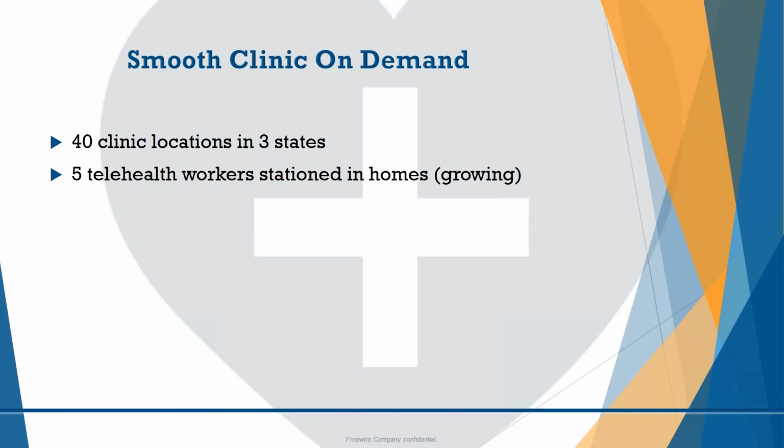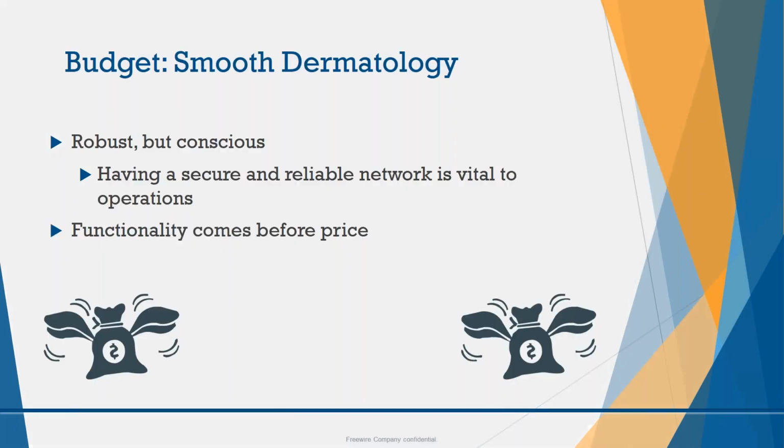Additionally, they've got another layer of complexity. They have 5 telehealth workers that are stationed in homes, and this is growing. So the budget of medical procedures and medical operations, we know, is robust. And we know that functionality and network uptime come before making a decision based on price. However, everybody is still conscious of the dollars that they're spending. So this solution needs to be functionally optimal and still come in at a reasonable price tag.